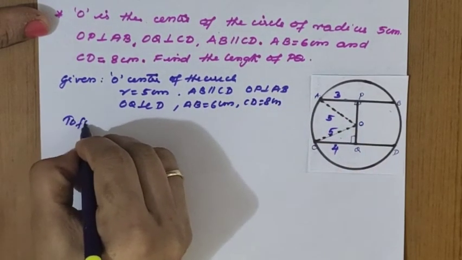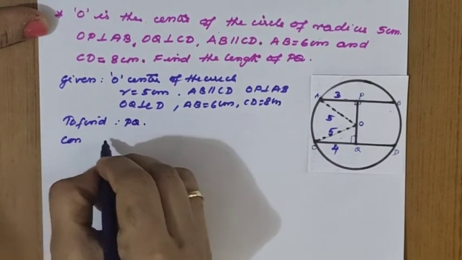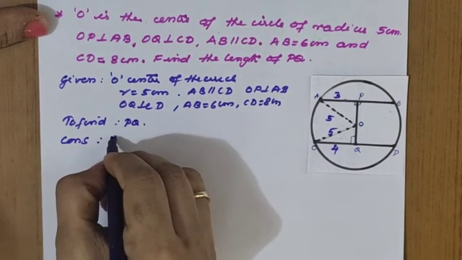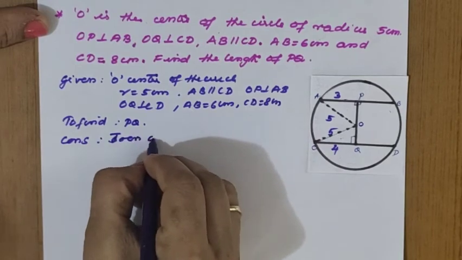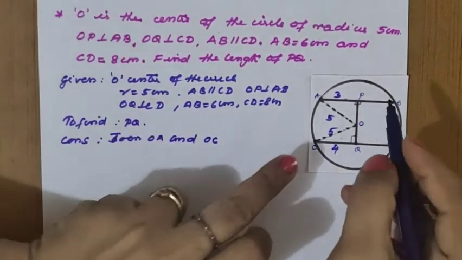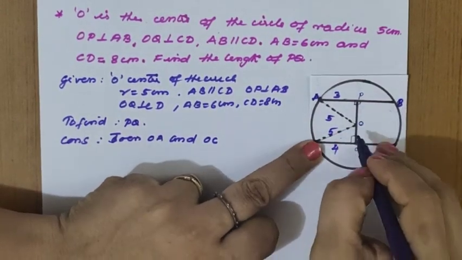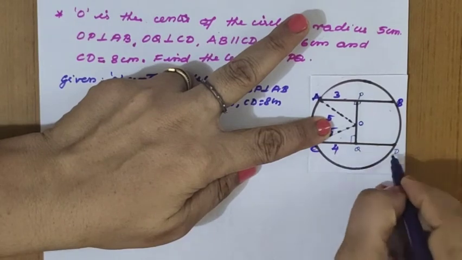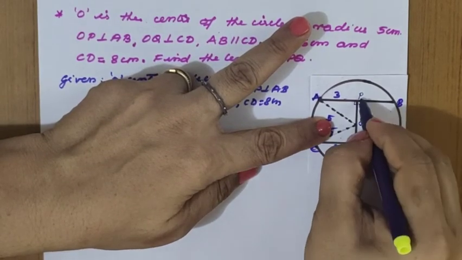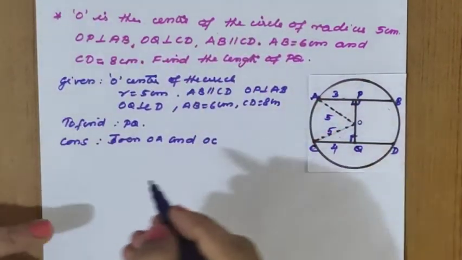To find PQ, construction: join OA and OC. So I'll write clearly A, B, here C, D, and this time P and Q. Okay, 90 degree mark correctly. Now proof.